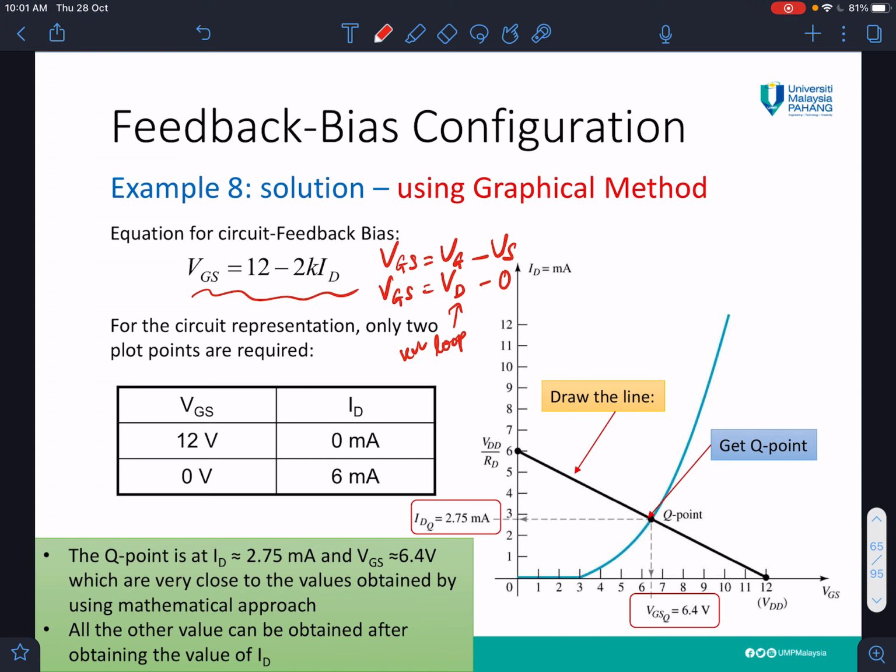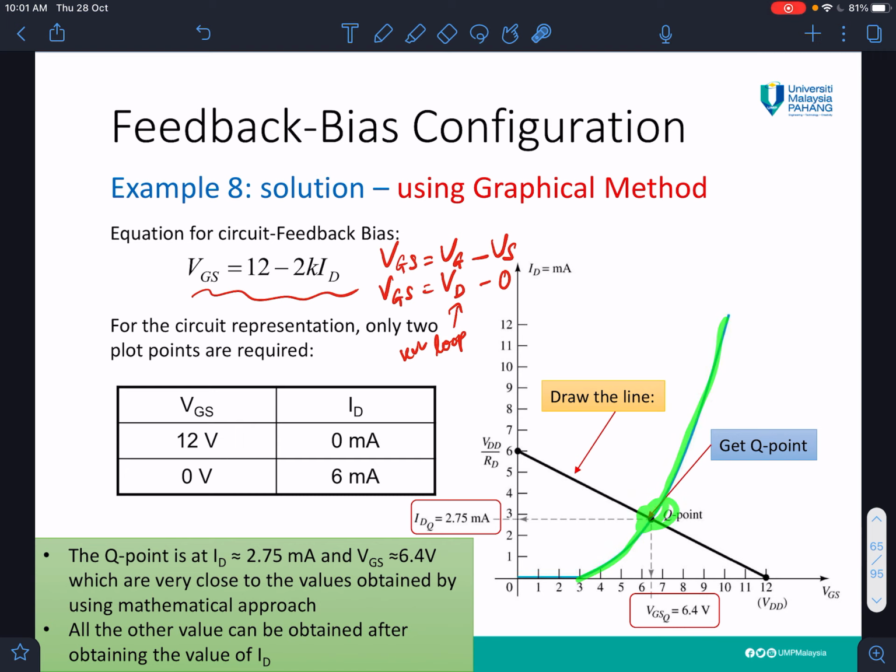From this equation we want to find two points so that we can draw the straight line. Use ID equal to 0 here. When ID equals 0, VGS we get 12. When VGS equals 0, we get ID equal to 6 milliampere. Then you plot these points on this graph. We get one point here and one point here. Then you draw the line. After that we get the curve here.